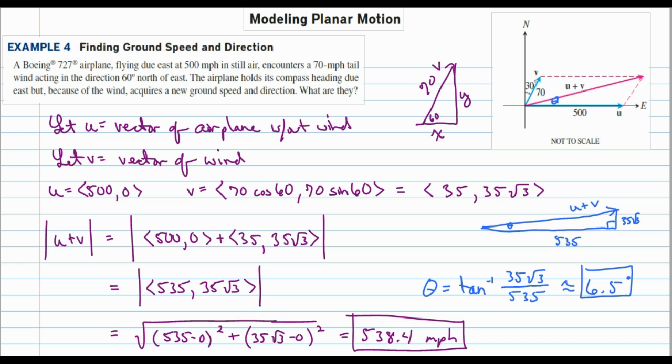Now, we have to remember to clarify that 6.5 degrees. They used north of east, but then the diagram has east of north. Just make sure you clarify. This is 6.5 degrees north of east, so it's not straight east, it's 6.5 degrees north of straight east.